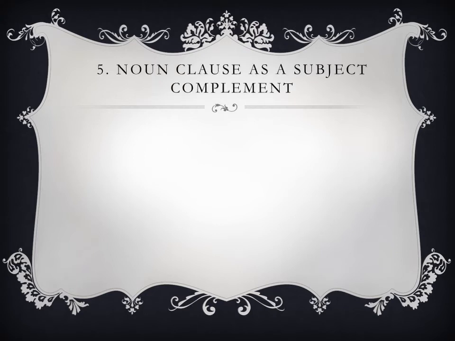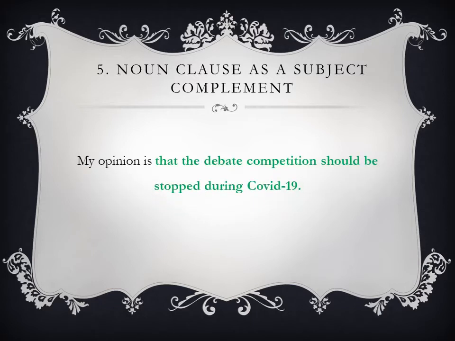The next function, noun clause as a subject complement. Example here: my opinion is that the debate competition should be stopped during COVID-19. The subject in this sentence is my opinion. A subject complement follows a linking verb and describes or identifies the subject. So "is" is the linking verb, and the green one is the noun clause that defines or describes my opinion.